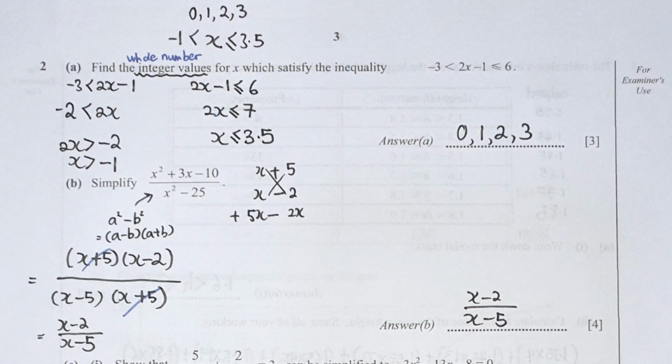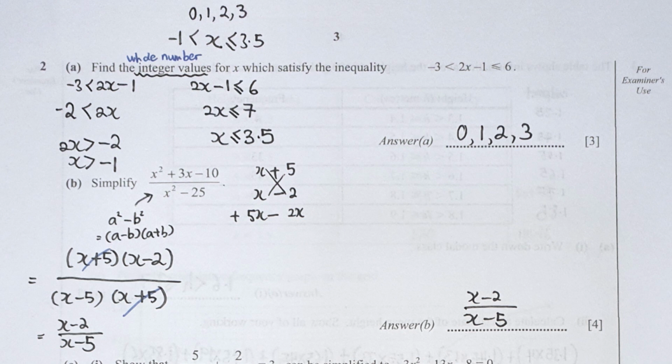Question 2, part A. The keyword for this particular question is integer value. So you're required to break this inequality into two inequalities: -3 less than 2x minus 1 and 2x minus 1 less than or equal to 6. After you run the calculation, you will get -1 less than x less than or equal to 3.5, and the integer values in this range will be 0, 1, 2 and 3.